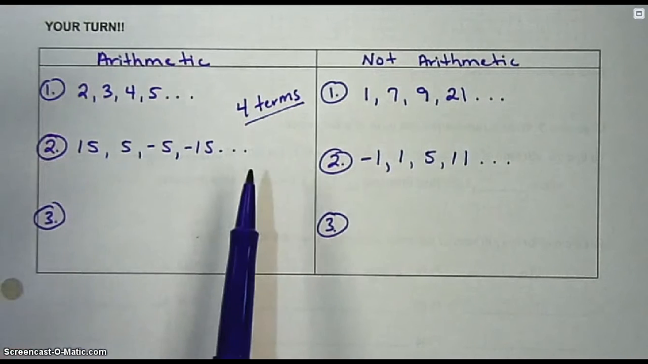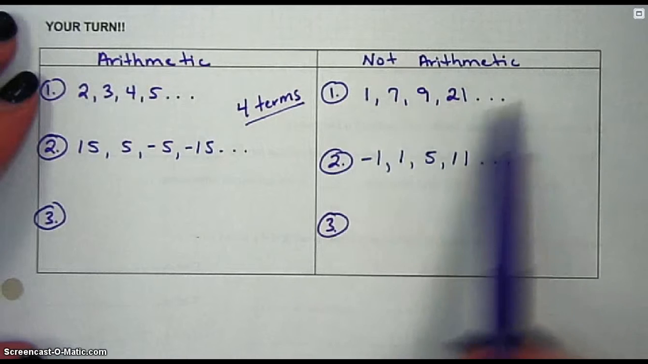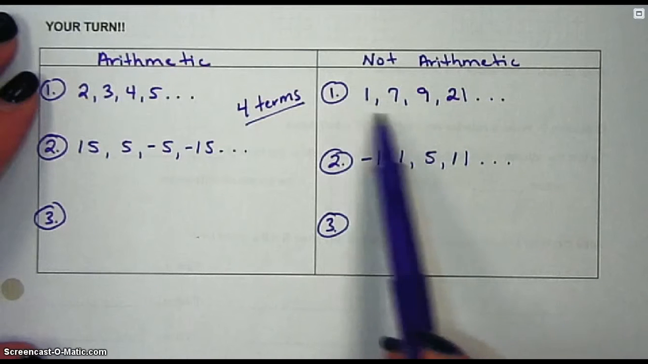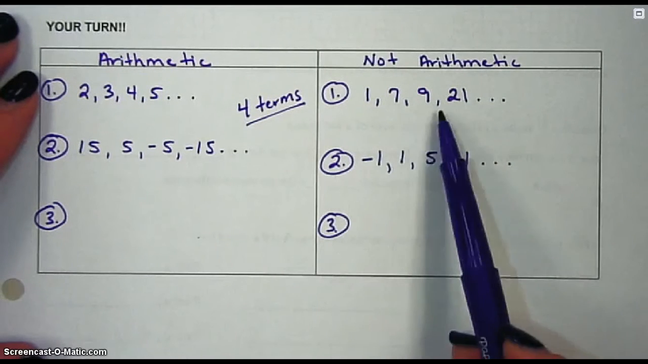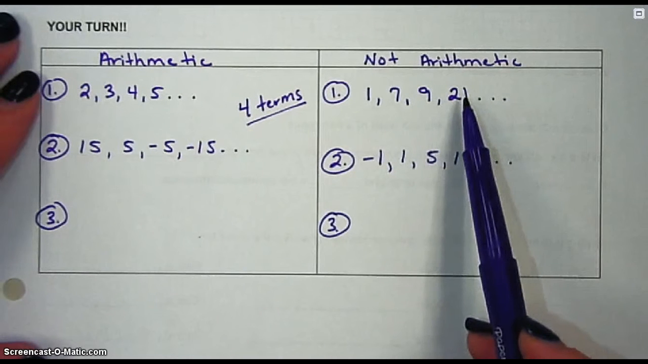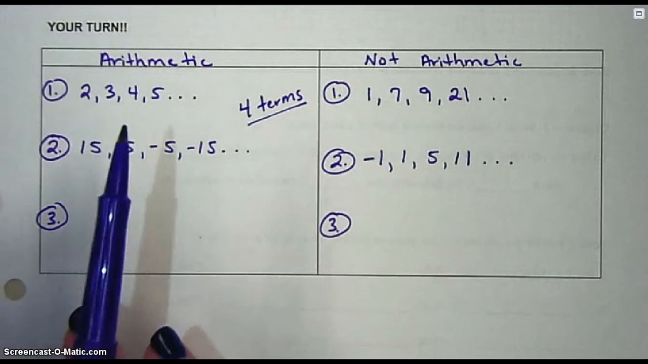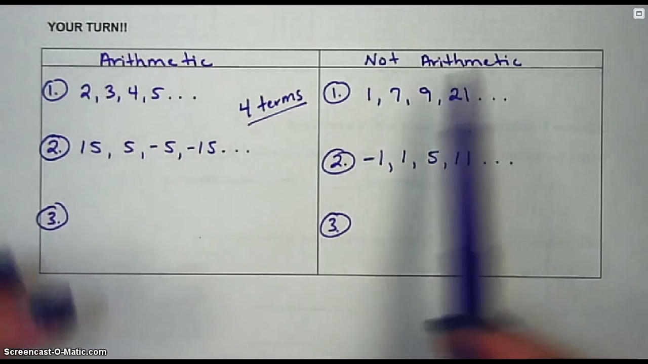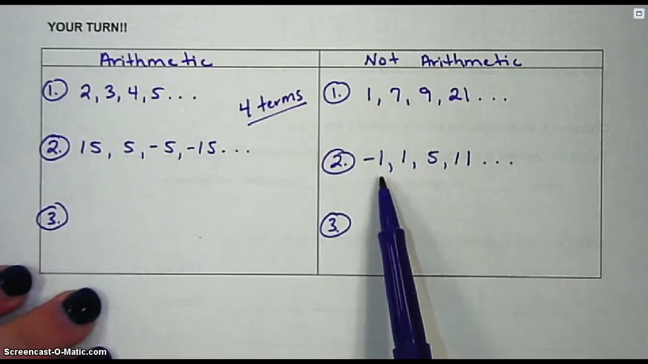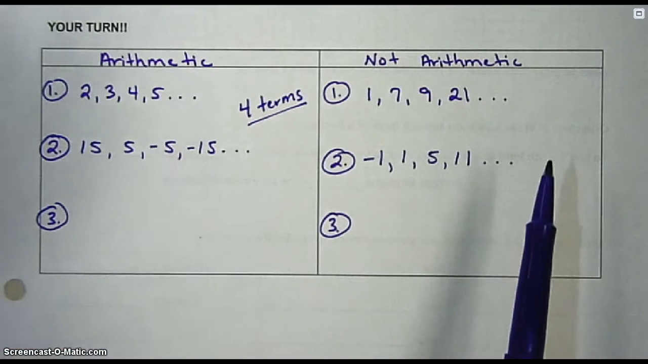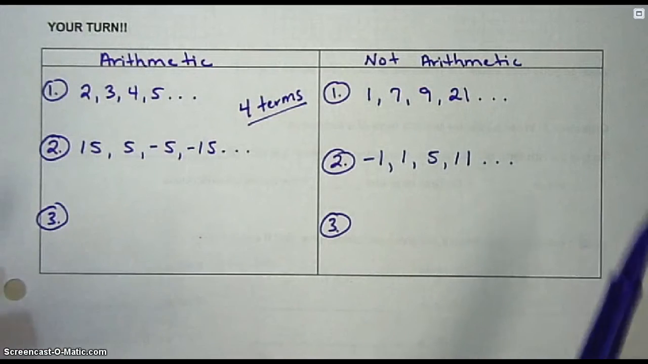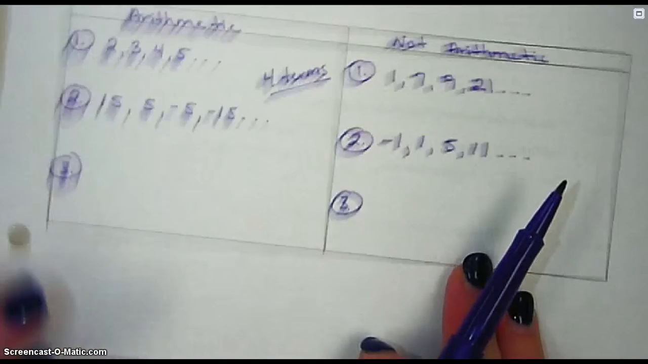We're adding negative 10. This is not arithmetic because really there's no sequence. I'm adding 6, then I'm adding 2, and then I'm adding 12. Not really any pattern there, but it's still a sequence, it's just not arithmetic. This one here I'm adding 2, and then 4, and then 6, so it's a really cool pattern, but still not arithmetic. So make sure you have that filled out.